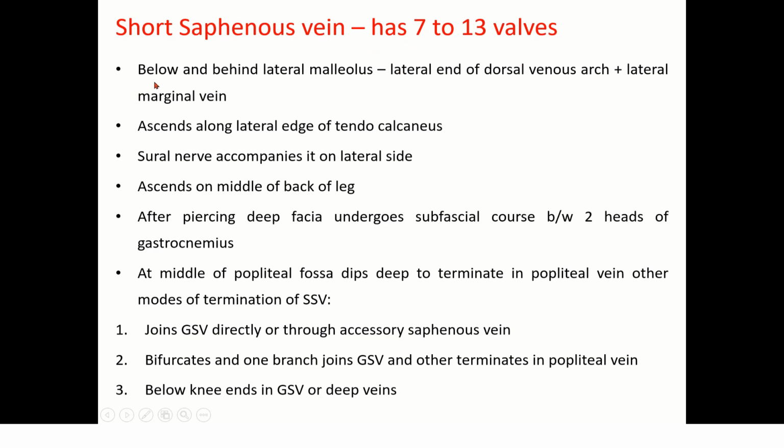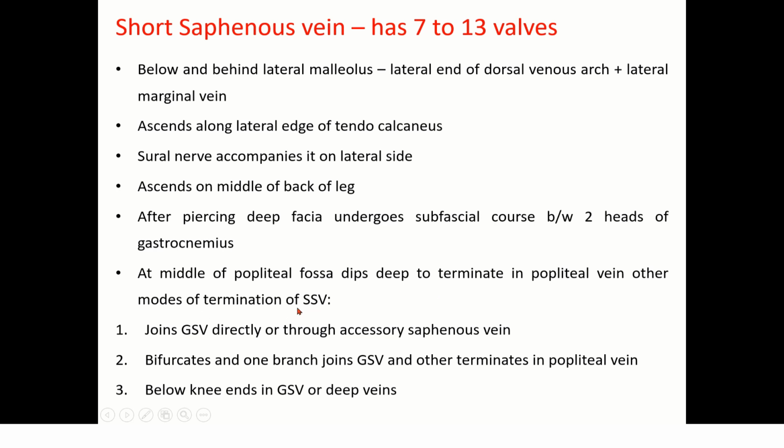It begins below and behind the lateral malleolus as a continuation of the lateral end of the dorsal venous arch, supplemented by the lateral marginal vein. It ascends along the lateral edge of the tendocalcaneus. The sural nerve accompanies it on the lateral side. It ascends on the middle of the back of the leg. After piercing the deep fascia, it undergoes a subfascial course between the two heads of gastrocnemius. At the middle of the popliteal fossa, it dips deep to terminate in the popliteal vein.